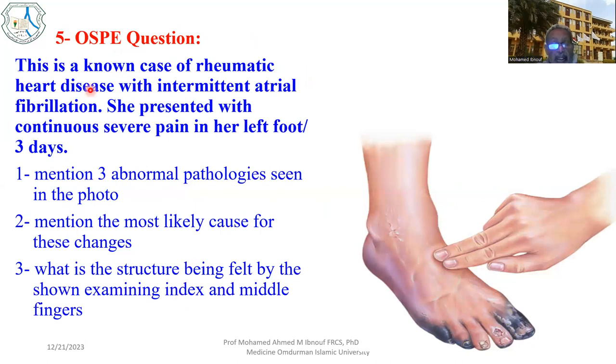Now, I ask a question here. This is a known case of rheumatic heart disease with intermittent atrial fibrillation. And she presented with continuous severe pain in her left foot for 3 days. Question one, mention three abnormal pathologies seen in the photo. And mention the most likely cause for these changes. And what is the structure being felt by the shown examining index and middle fingers.